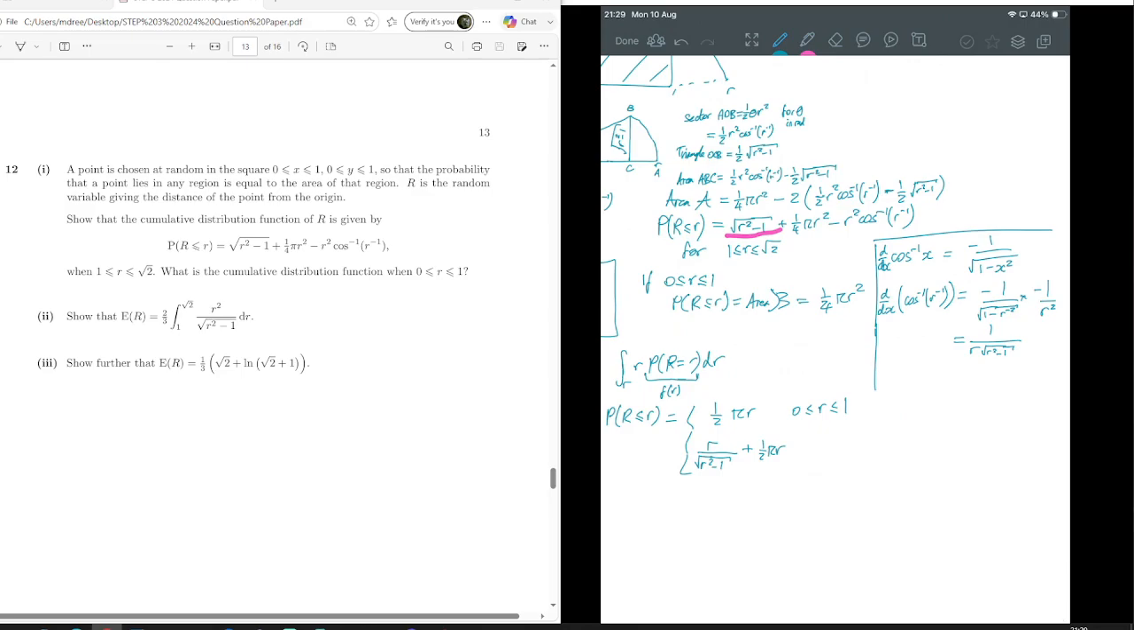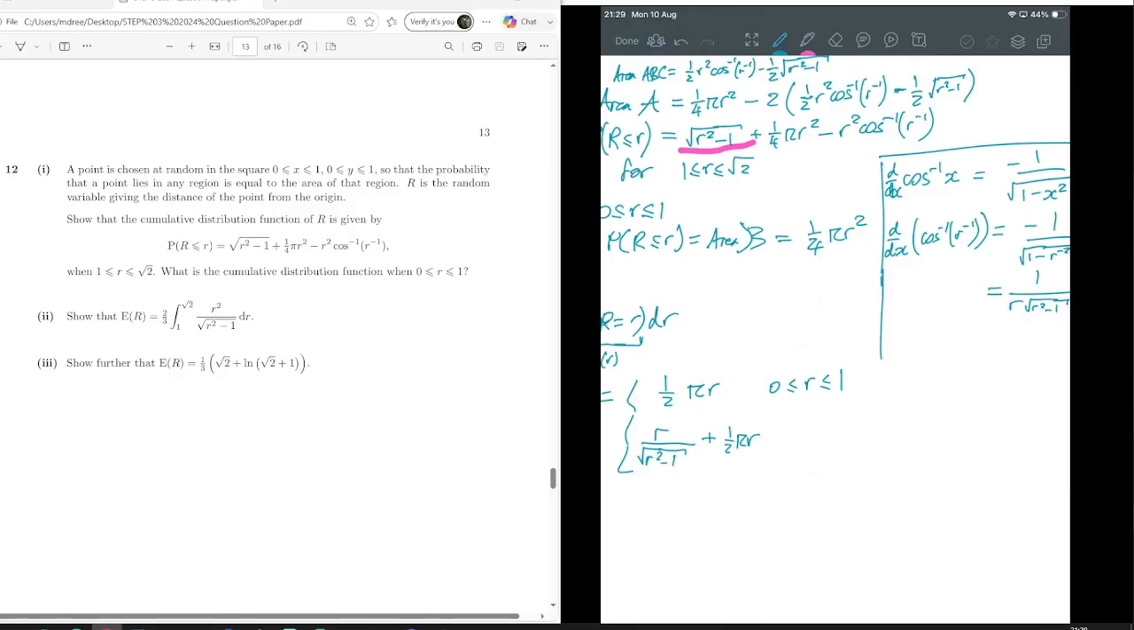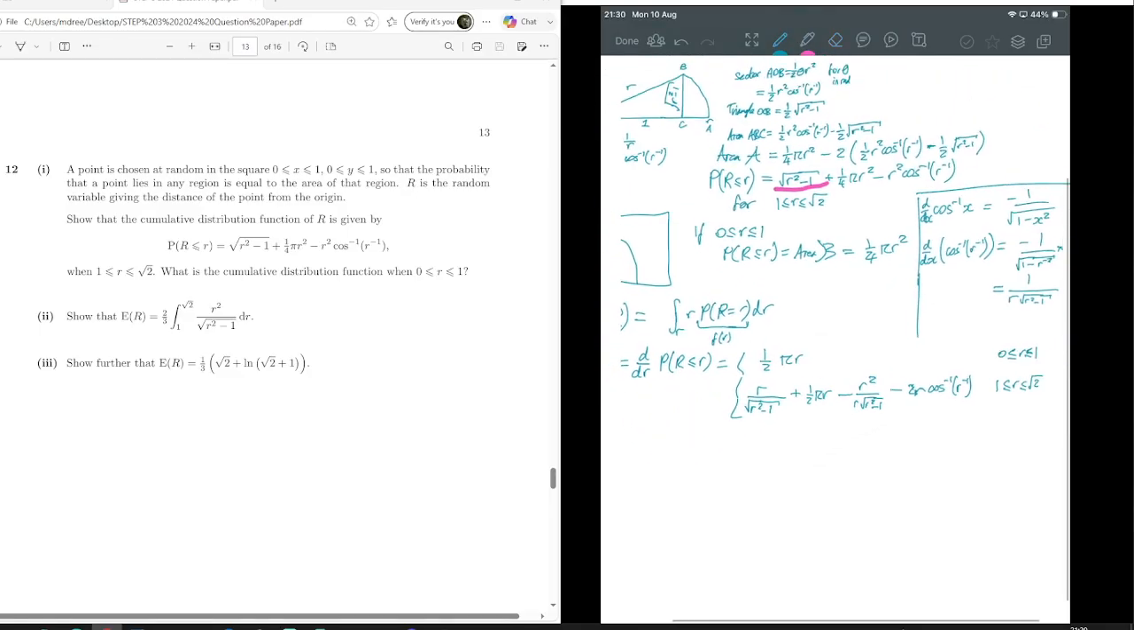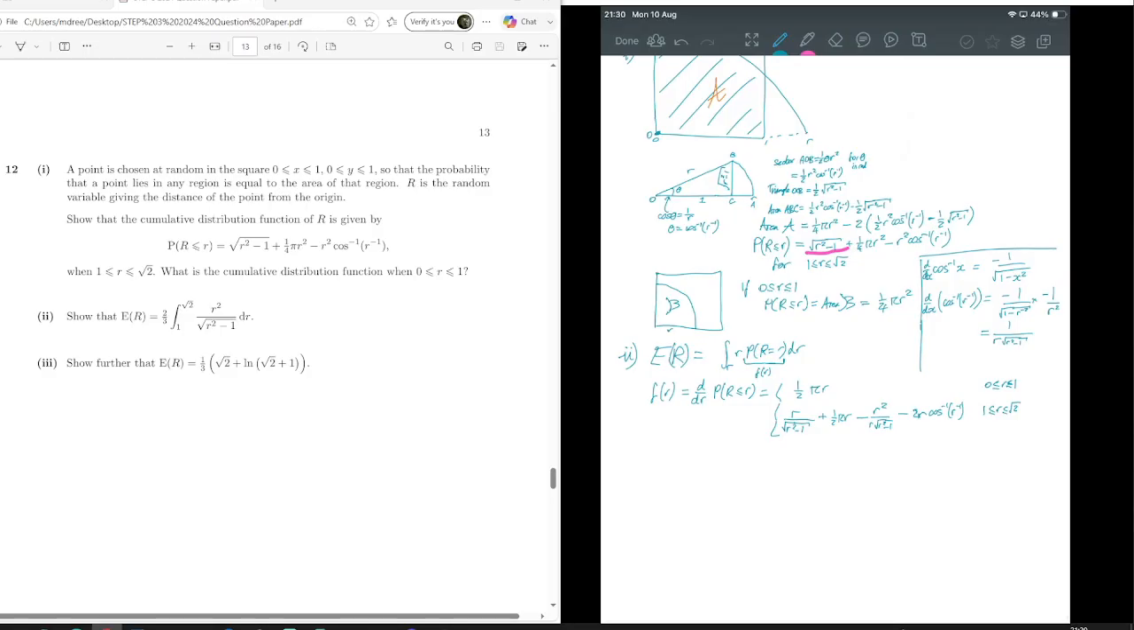And now to differentiate this, we need to product rule it as well. So we've got minus r squared times the derivative, minus 2r cos inverse of r inverse between 1 and root 2. I'm going to move that other statement over as well. So that's my probability density function, my f(r).